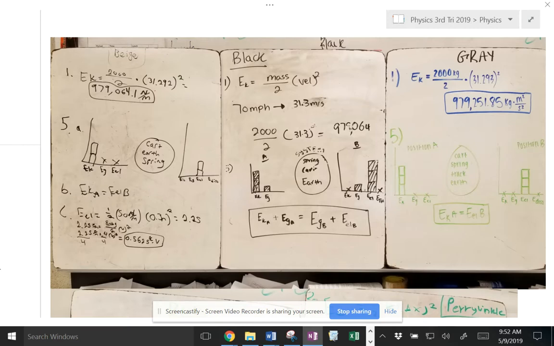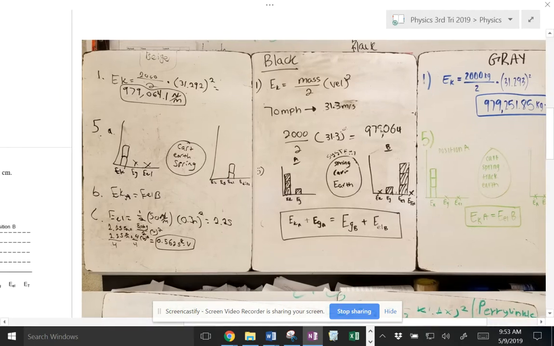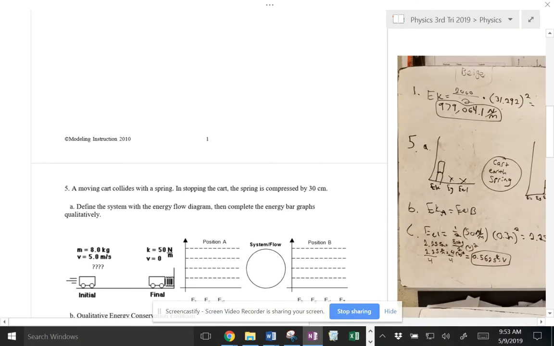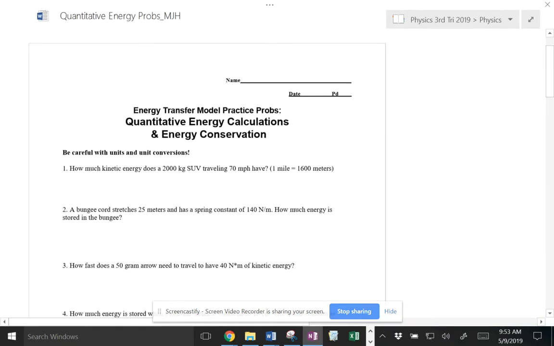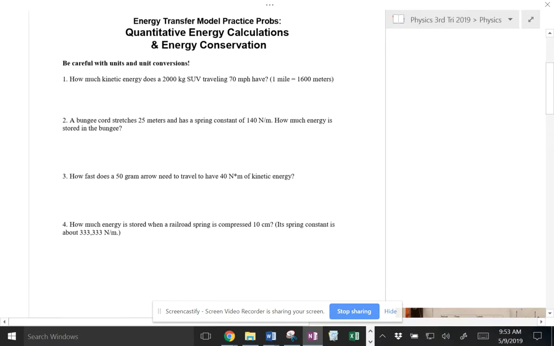What was the problem? I don't remember. What was this problem? The sheet's on the computer, just slide it over. Problem 1. Because you're looking for kinetic energy.